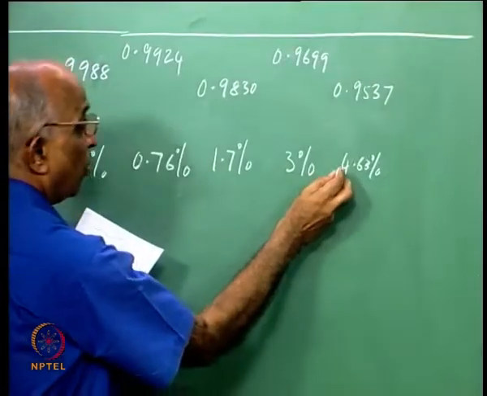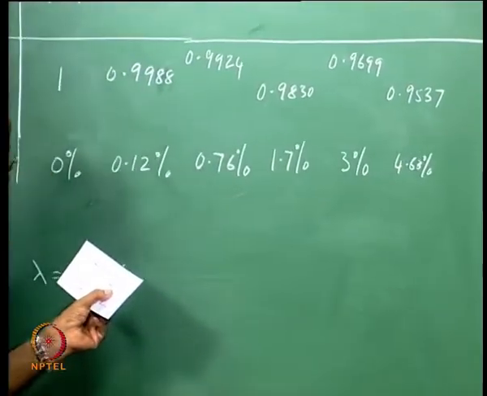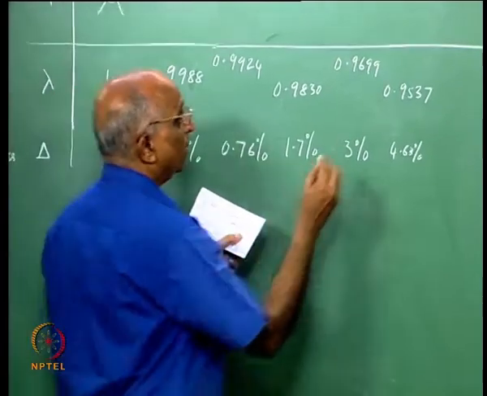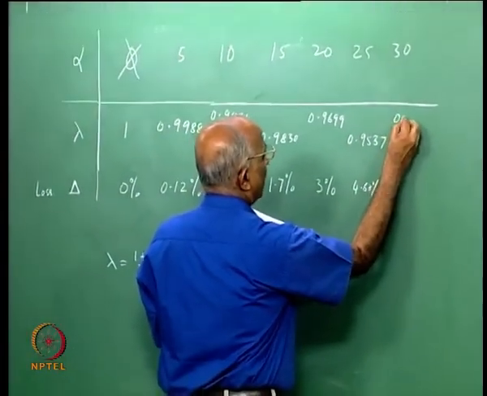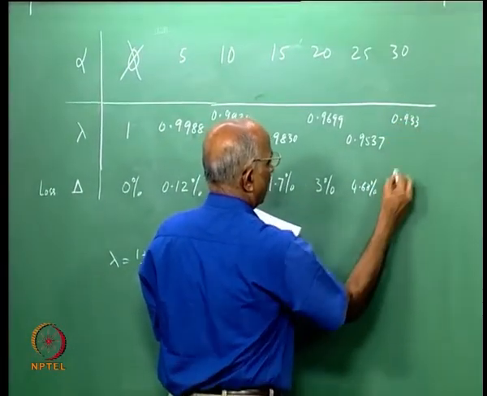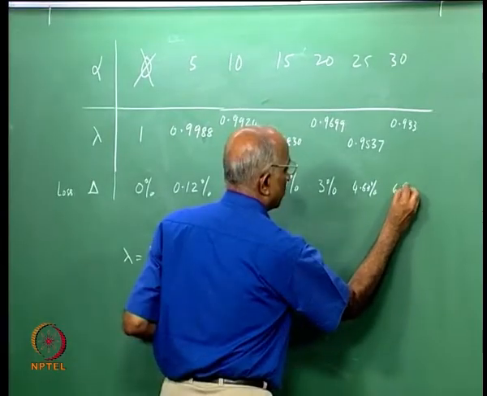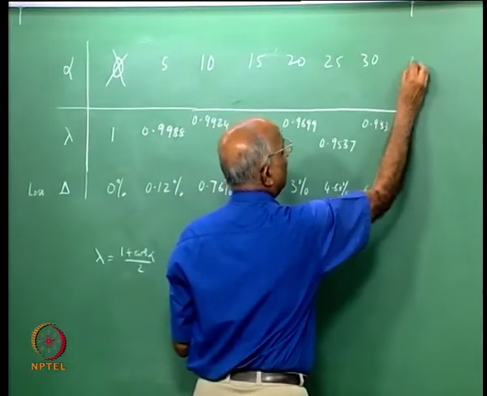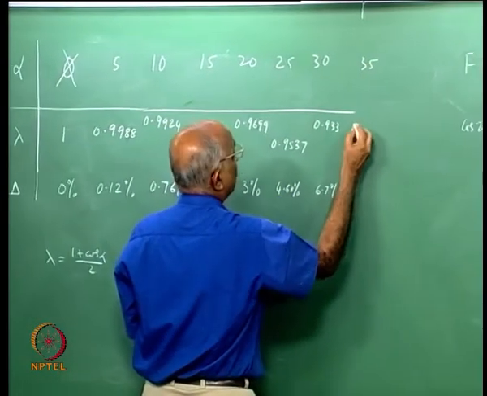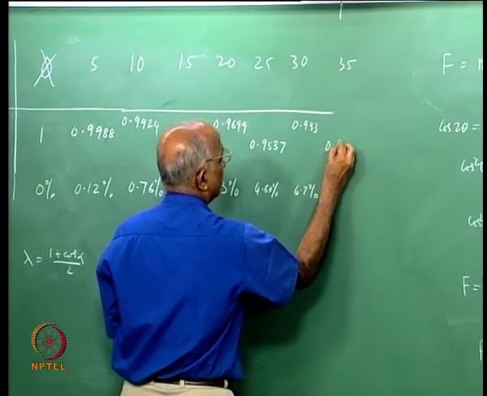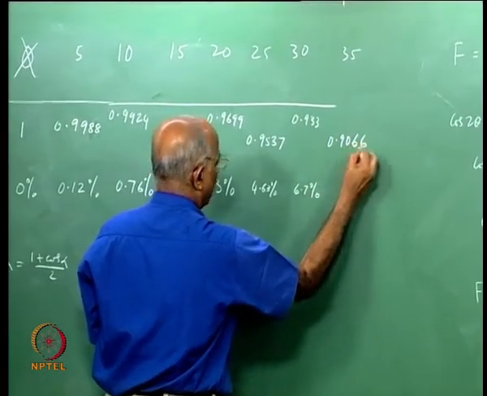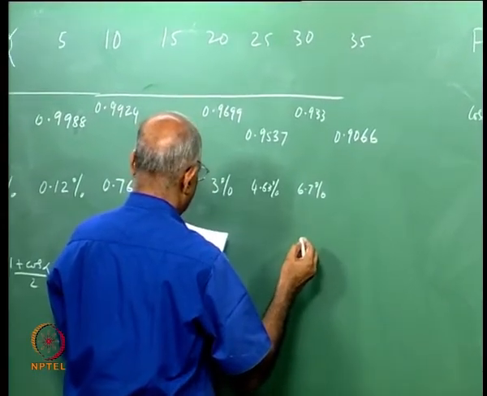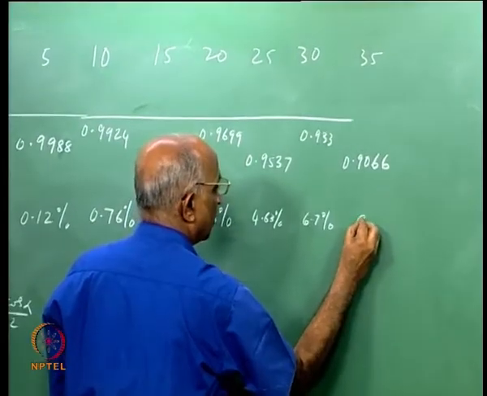One last value I will put for 30 degrees, equal to 0.933, and this comes out to be 6.7%. If I were to put one more angle, let us say 35 degrees, the value is 0.9066, and the loss is something like 9.04%.